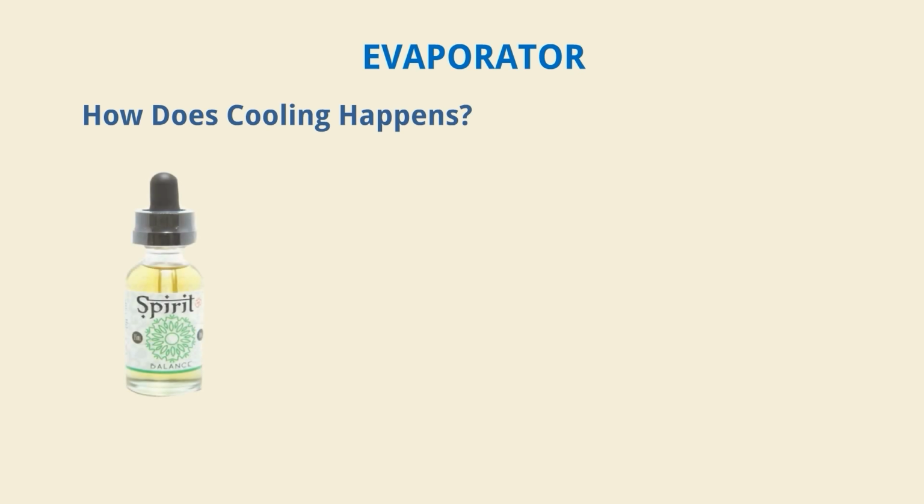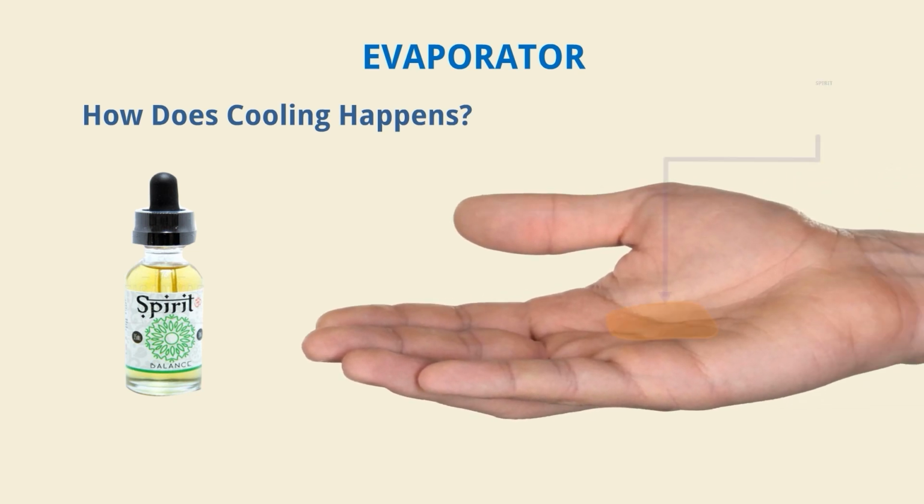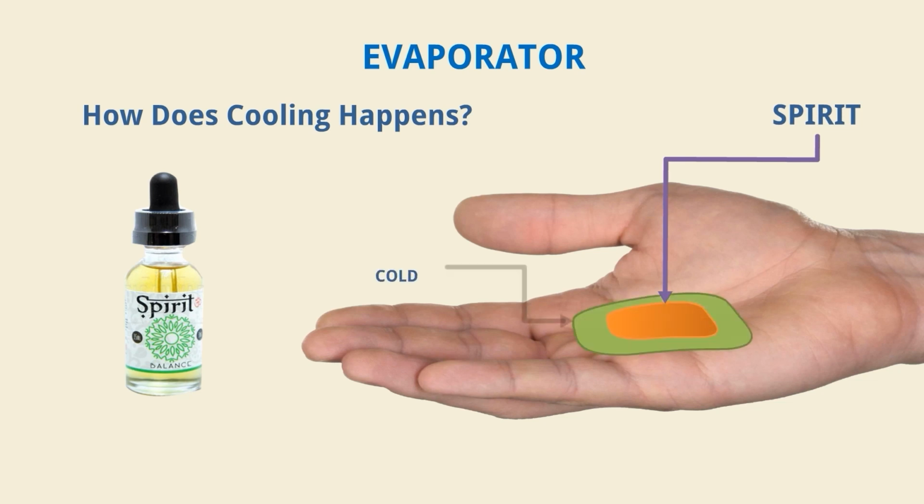This is a spirit. The spirit has a special property of evaporation. At normal pressure and temperature, it starts evaporation. Now if you take some drops of spirit on your palm, after a couple of seconds you will see your palm gets cold. Now how does it happen?